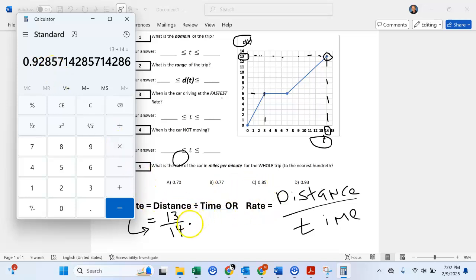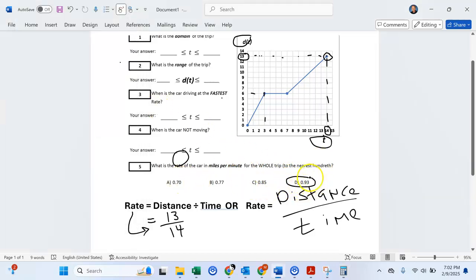So which one's the closest to that? Which one's the closest to this? This one is going to be the closest right here. So pick the one. It's rounded to the nearest hundredth, okay? So that's 0.93, and that's what matches. So that's how you do these questions, okay? That's a pretty easy assignment, I think, but that's how you do it.